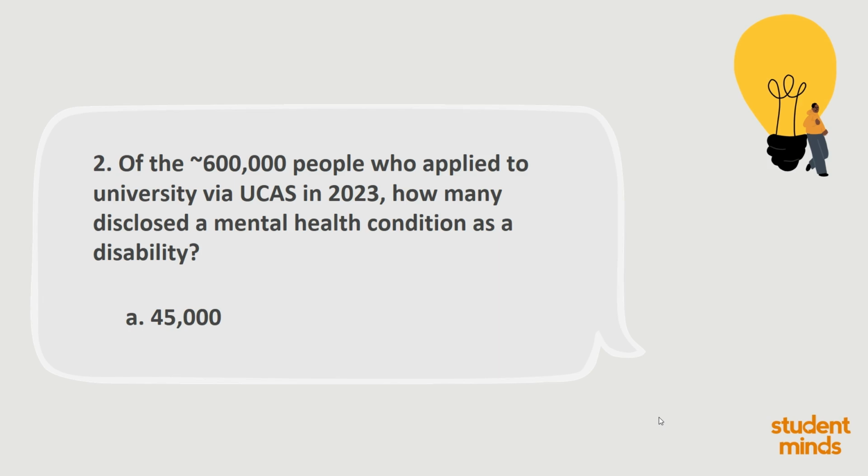This can also be seen as 7.5%. This has risen from 2015-2016, when it was only 2% of first-year university students who disclosed that they had a mental health difficulty. So there has been a rise.